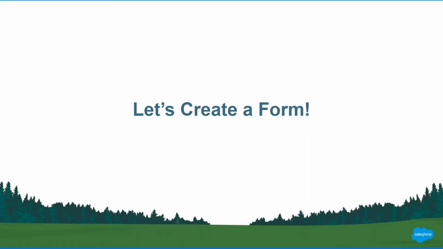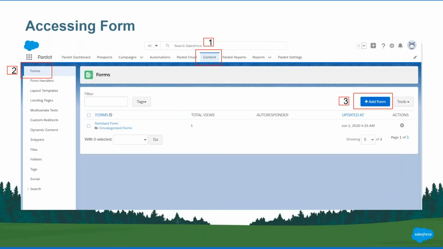All right, so now we already differentiate what is form and form handlers. So now I'll show to you a step-by-step process on creating a form in Pardot. The first step to access the form in Pardot is to go to the content tab. Then on the left side menu, select and click forms. Then you will be able to land on the form page, then click the add form button.